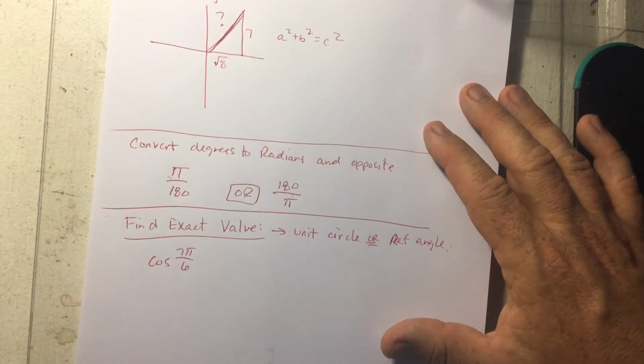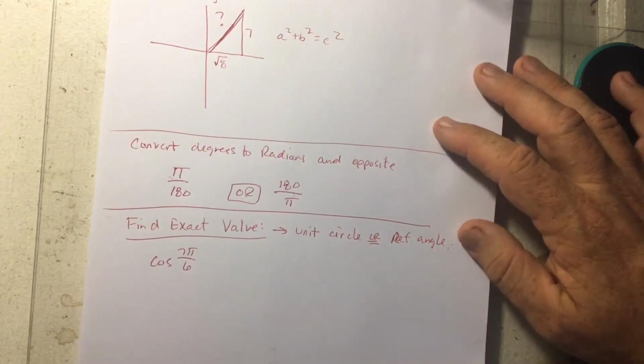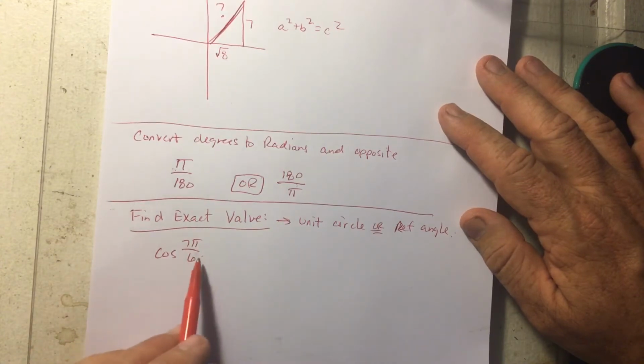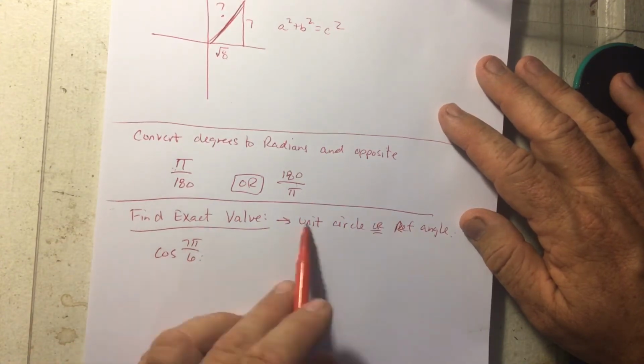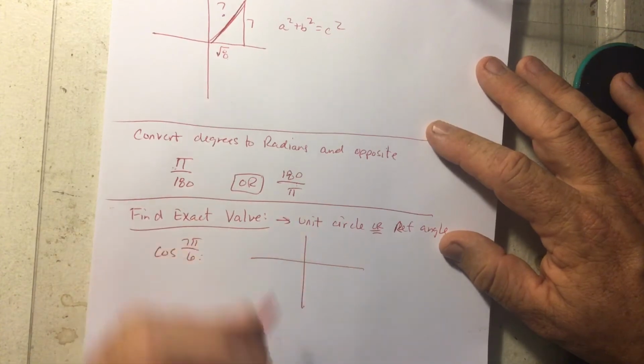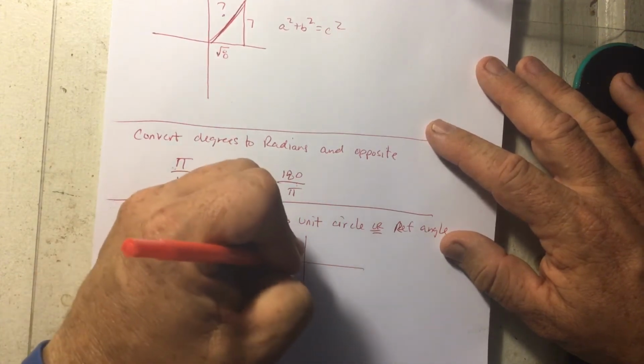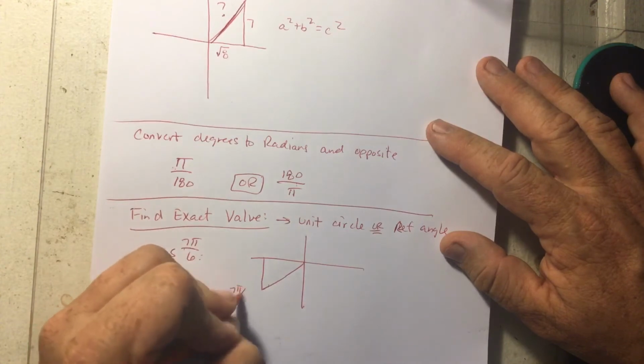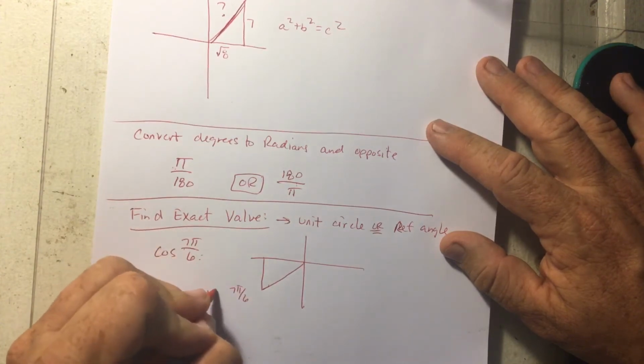Trying to keep my hand out of the way and it's not working very well. Or your reference angle. So you have to figure out that it's on the unit circle or it's on the reference angle. So you're going to want to draw your triangle. 7 pi over 6 is over here. This is 7 pi over 6, or it's 210 degrees.